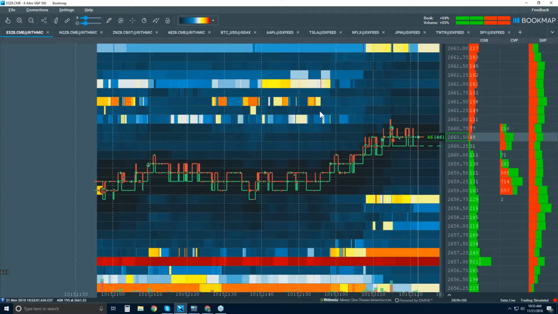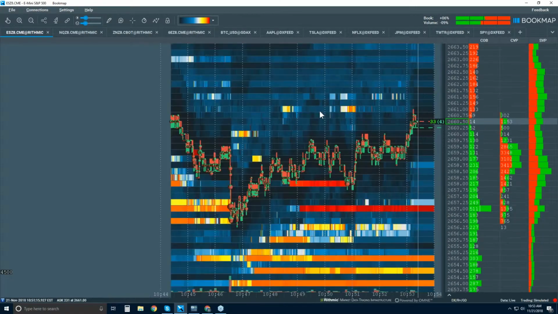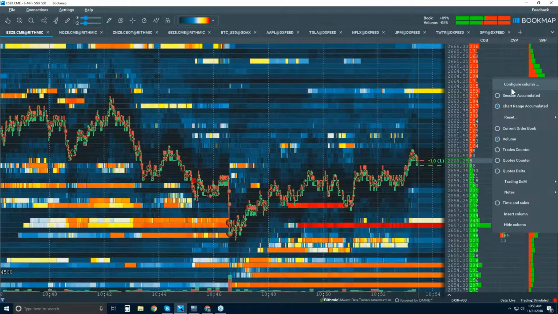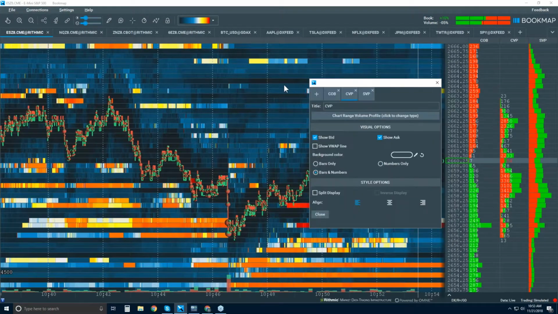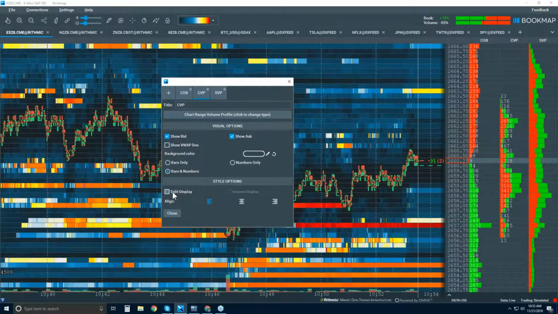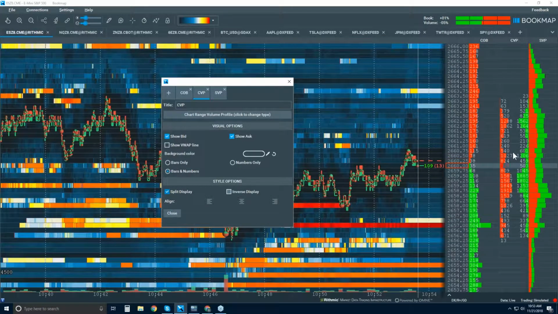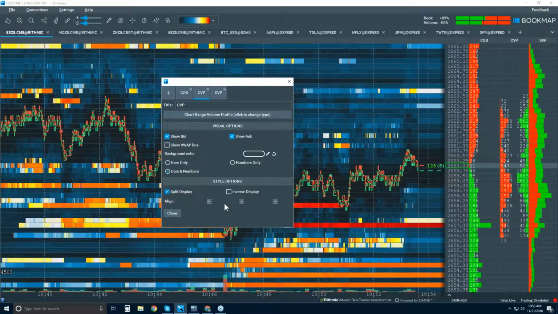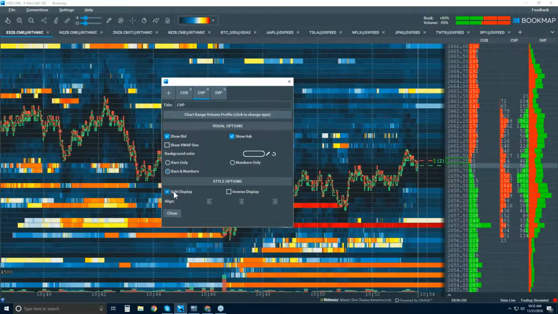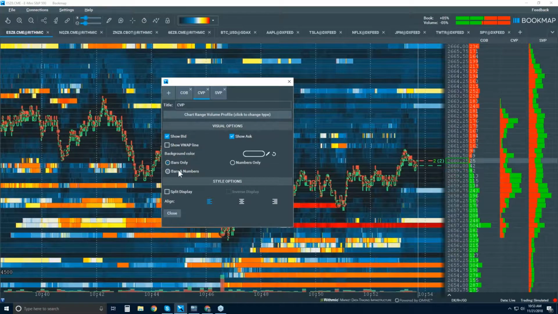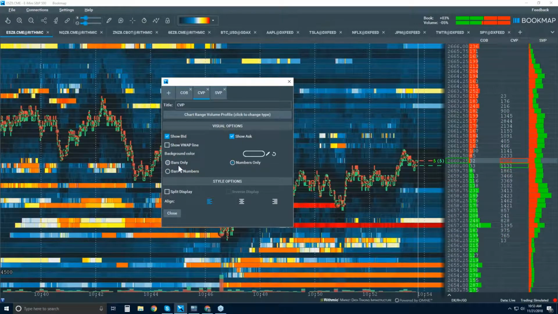You can split this out. There's all sorts of options in here to configure the column. For example, if you want to split it out and look by the aggressor, a lot of traders, especially scalpers, like to look at the volume this way. Or you can look at bars only, bars and numbers, or numbers only if you want.